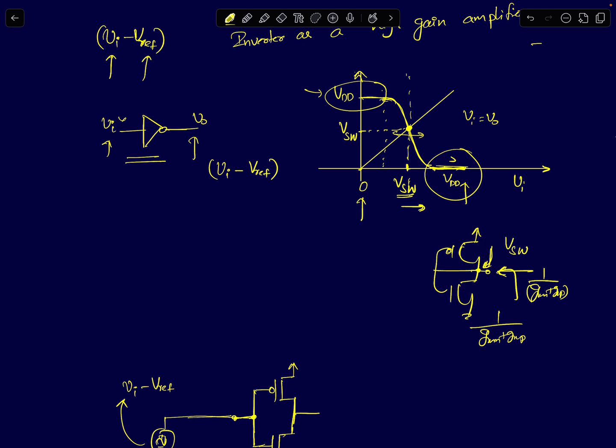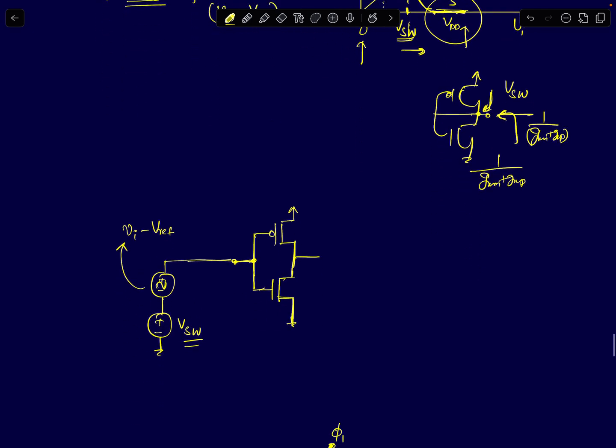So now if I have to use my CMOS inverter as an amplifier, what should I do? I should apply a DC voltage of the switching threshold. This is to ensure the biasing. Then on top of it, I should add the node voltage Vi minus Vref. I should first compute Vi minus Vref, which I'm assuming is available to me. I'm adding a bias voltage of VSW, and I'm applying this to a CMOS inverter.